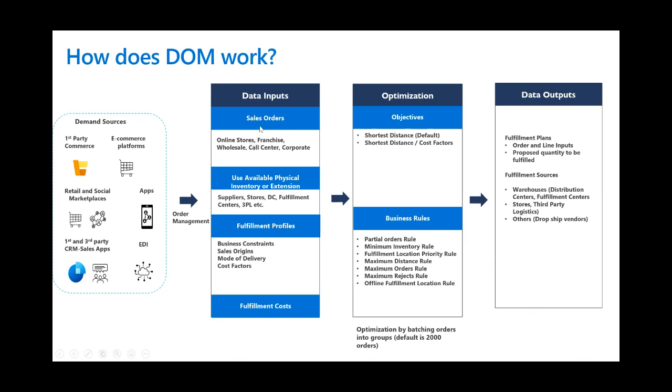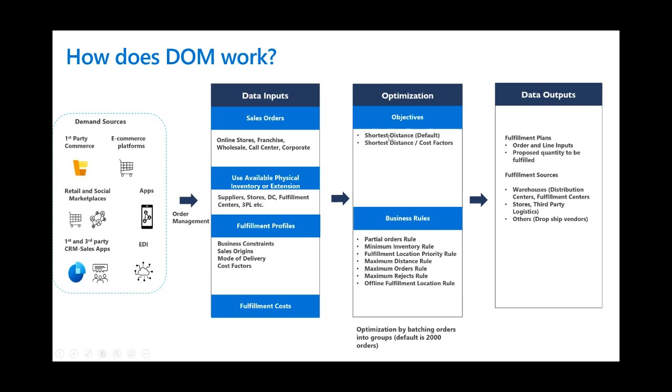So once we have the input data in form of sales order, in form of fulfillment profiles as a setup, then comes into the DOM optimization part. So when DOM optimization part kicks in, it optimizes the order for delivery perspective. It basically chooses what are the right set of warehouses or stores that should fulfill the sales order.